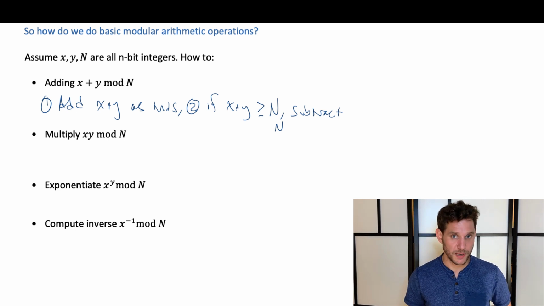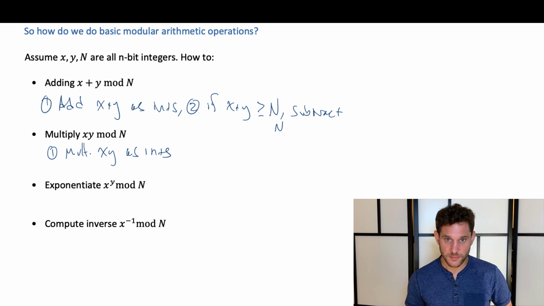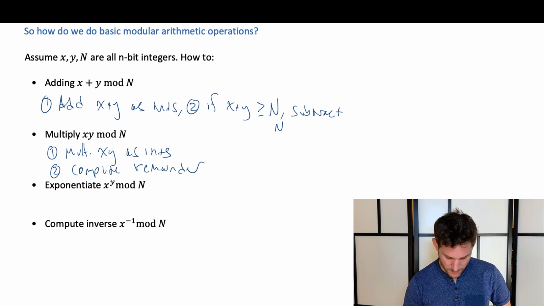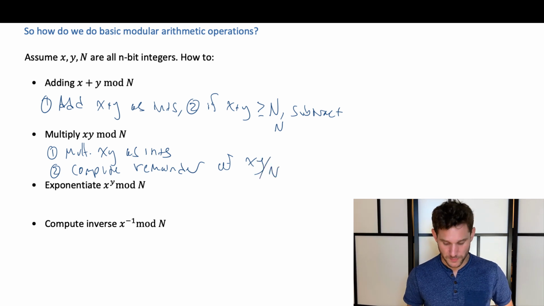Okay, what about multiplying x and y? Again, you can just multiply as integers. And again, you can simply then compute the remainder of x times y divided by n, right? Just get the remainder upon division by n, and that's what you want, right? That's how you get x times y modulo n.